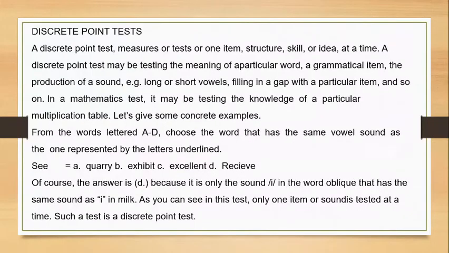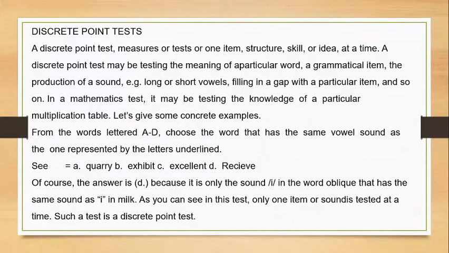Discrete point tests. A discrete point test measures or tests one item, one structure, one skill, or one idea at a time. A discrete point test may be testing the meaning of a particular word or the use of a grammatical item or any other thing. In a math test, it may be testing the knowledge of a particular multiplication table.